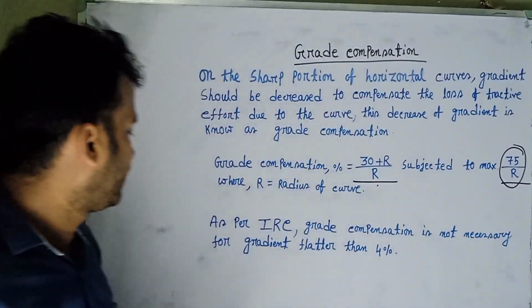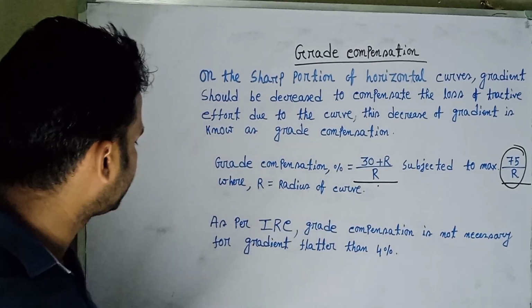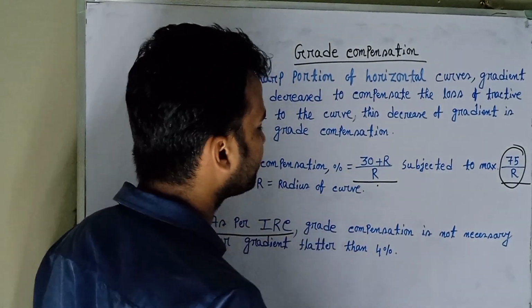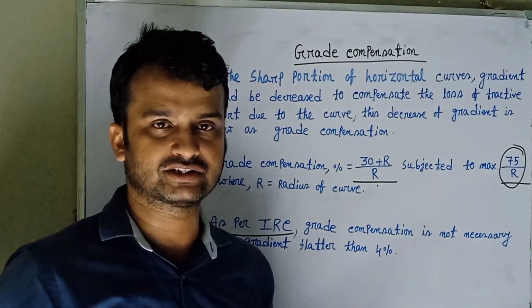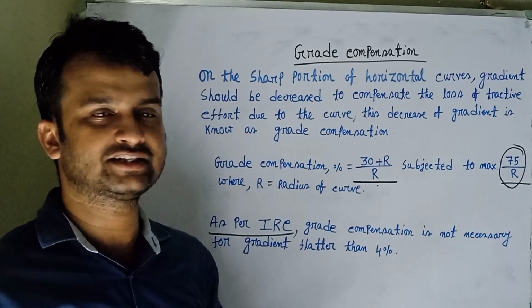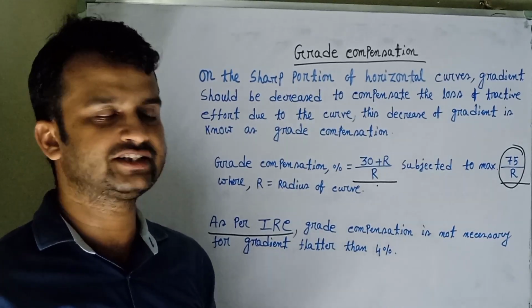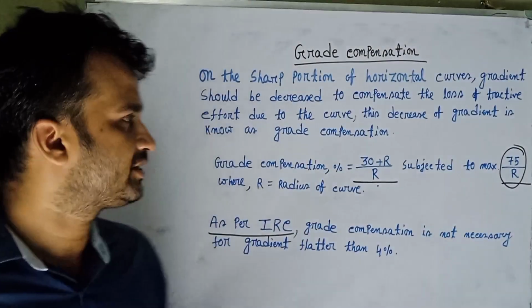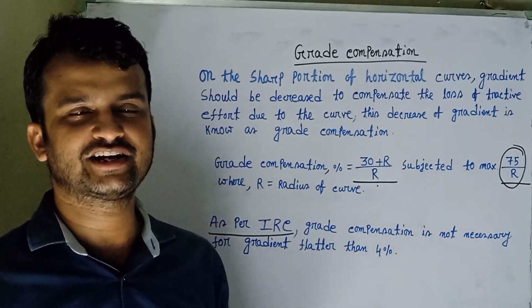Again, IRC has fixed a value: as per the IRC, grade compensation is not necessary for gradients flatter than 4%. Suppose a road has a gradient flatter than 4%, then there is no necessity to compensate the gradient of that road. So this was a brief idea about grade compensation, floating gradient and average gradient.